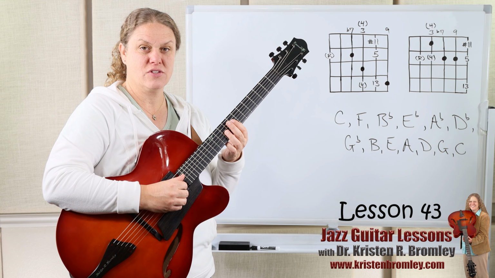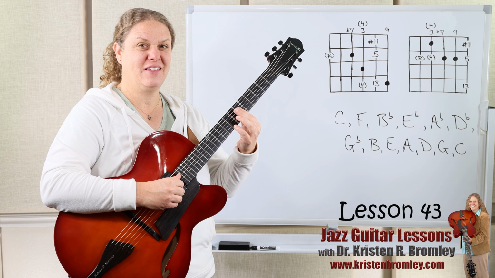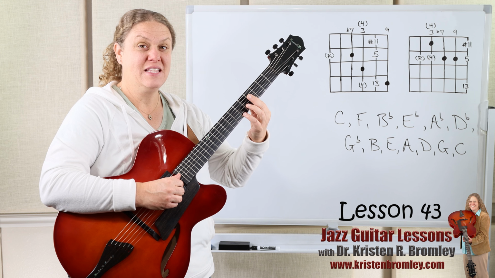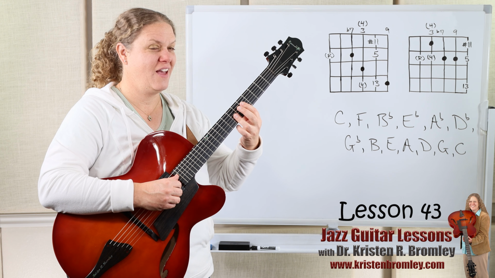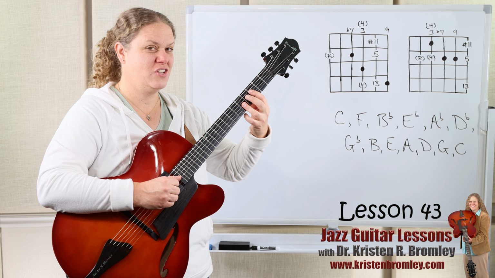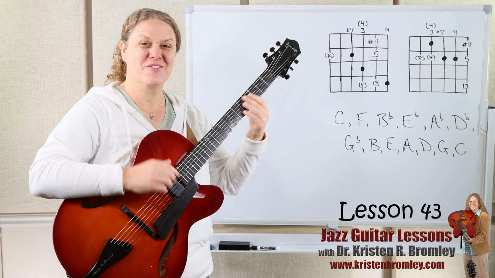And then you could take it around the circle of 4. So we have the C, F, B flat, E flat, A flat, D flat, and then G flat, B, E, A, D, G, and C, just like that. So let's go ahead and play that over the backing track.